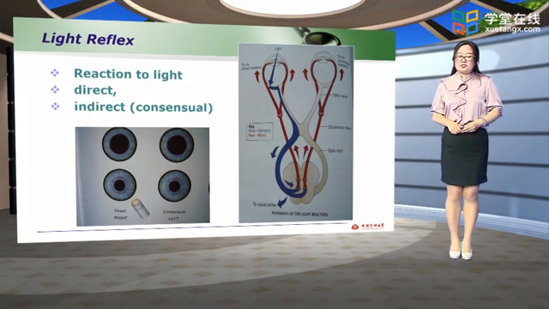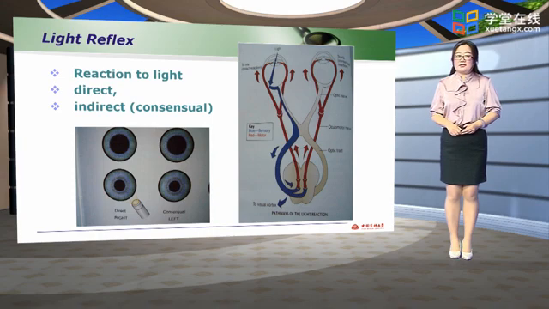When we examine the light reflex, it's a test for pupillary function. The examiner asks the patient to look forwards and shines a pen light into each pupil in turn. The examiner should avoid shining the light into both eyes simultaneously and tell the patient not to focus on the light source. If the examiner shines the light into one eye and inspects for pupillary constriction of the same eye, it's called direct light reflex.